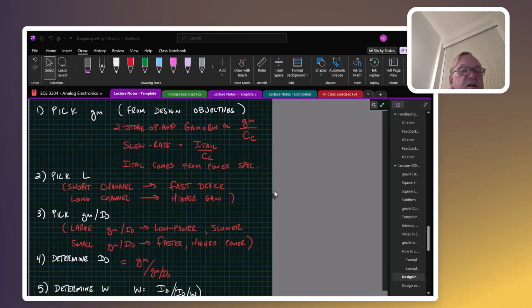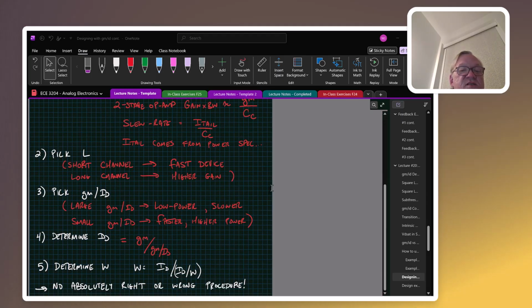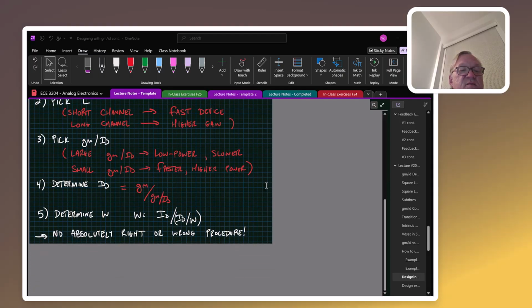We could pick an L. Shorter channel means faster device, longer channel means higher gain. Then we pick a gm/ID. Large gm/ID means low power but slow. Small gm/ID means faster but higher power. And then we can determine our ID by dividing gm by gm/ID. Determine W by dividing ID by ID/W. And that has our devices sized.